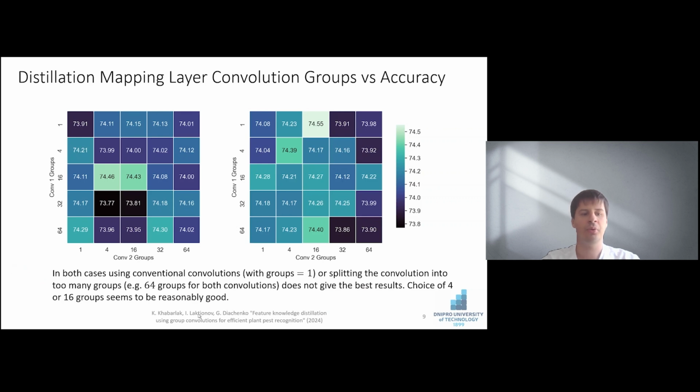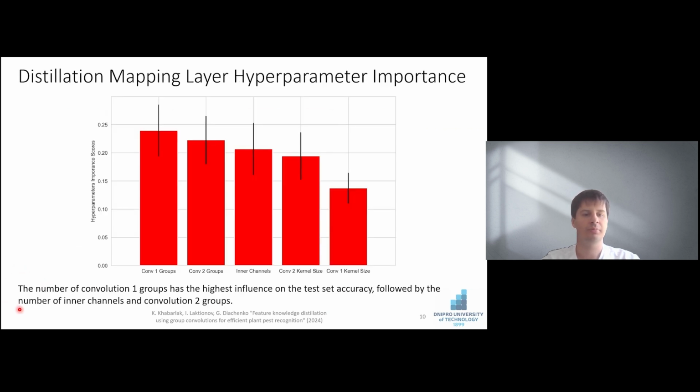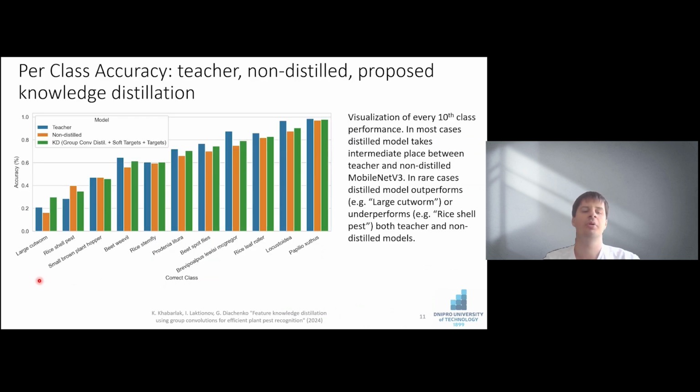We have also investigated which hyperparameters have the most importance for this model, and it turns out the highest influence on test set accuracy is by convolution 1 groups, followed by convolution 2 groups. We also investigated the plant pest dataset that we have used.